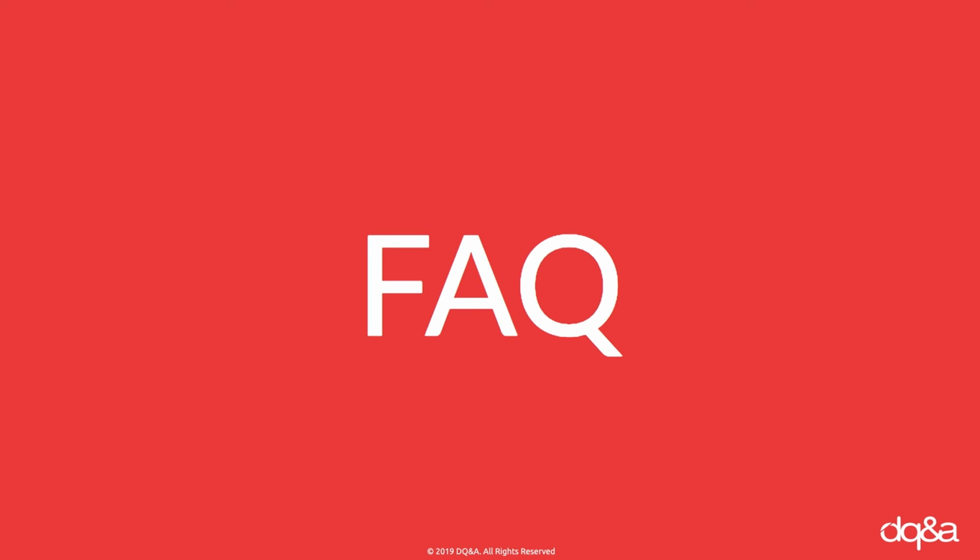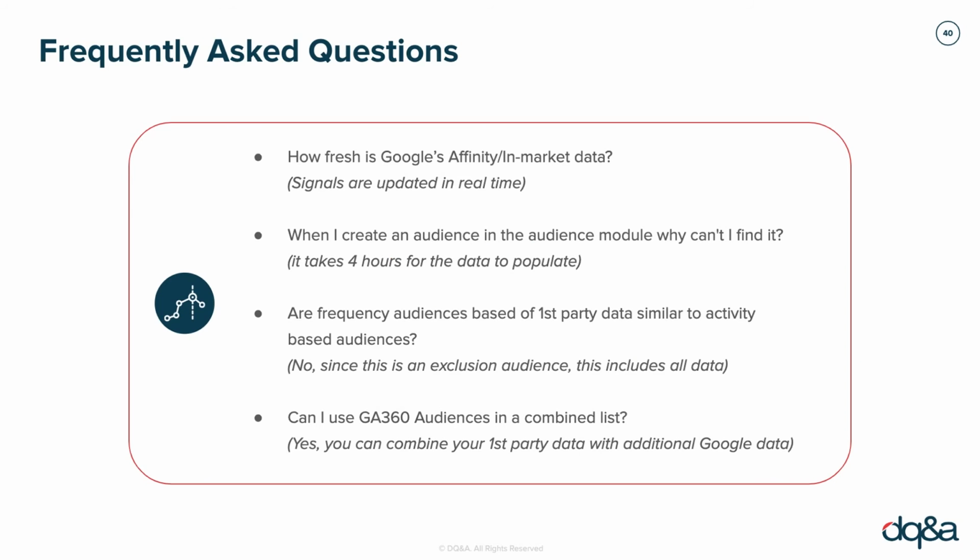So let's have a look at some of the frequently asked questions. Firstly, a question that we get quite often: how fresh is Google's affinity or in-market data? The signals are updated in real time. When I create an audience in the audience module, why can't I find it? It takes 4 hours for the data to populate. So if you can't find an audience after you've just created it, just give it some time. After 4 hours it should be there in the module.